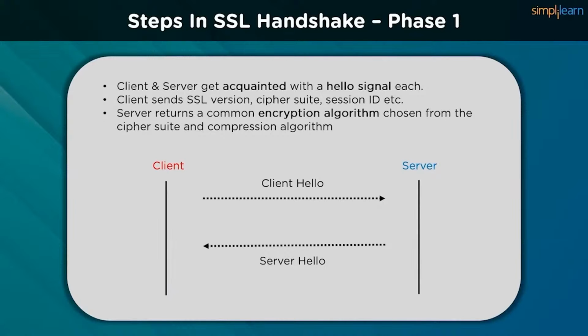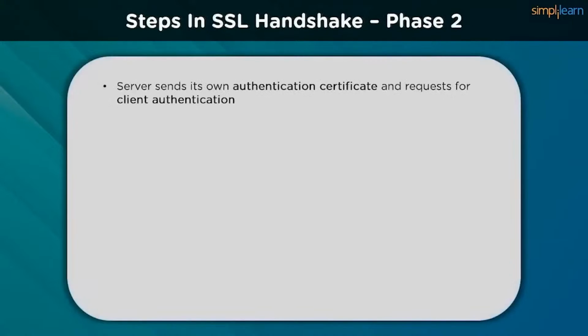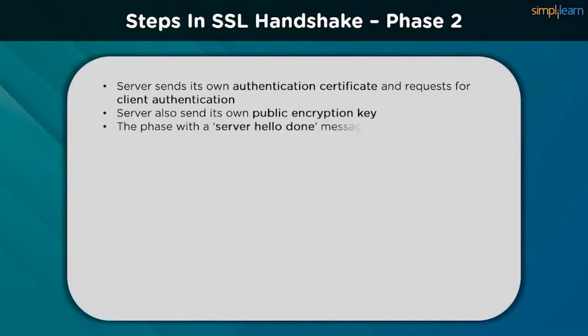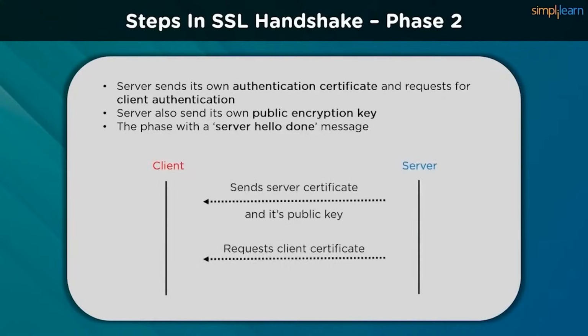This helps in setting up a common encryption algorithm and a common hash value to be used throughout the handshake process. In phase 2, the server sends its authentication certificate and requests client authentication. The server also sends its public encryption key with the server hello done message. Once the server sends its public key, the client can use it to encrypt its own private key, which will be later used to encrypt the data being exchanged between the client and the server.